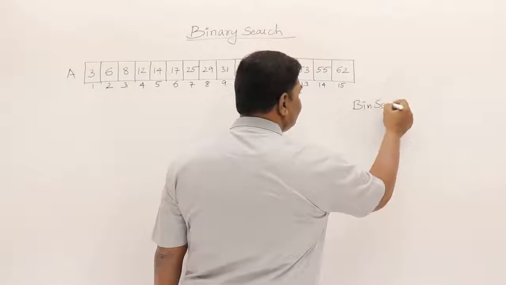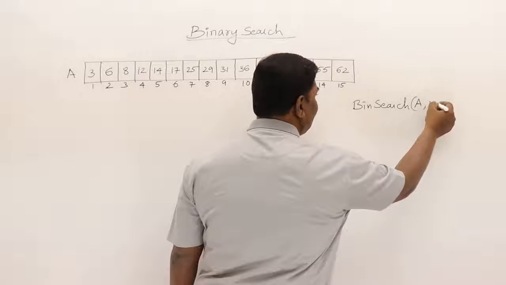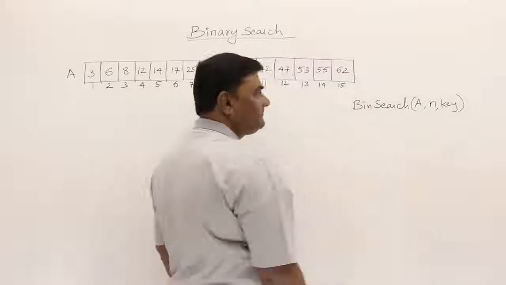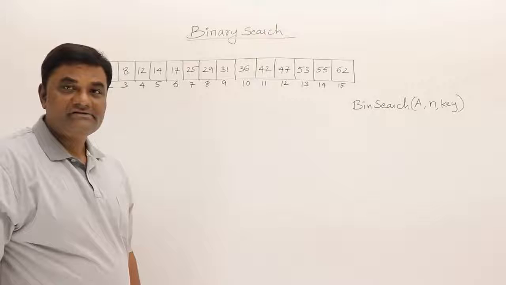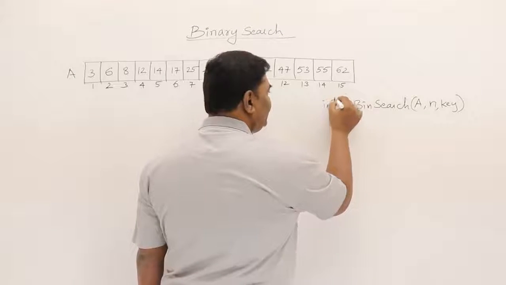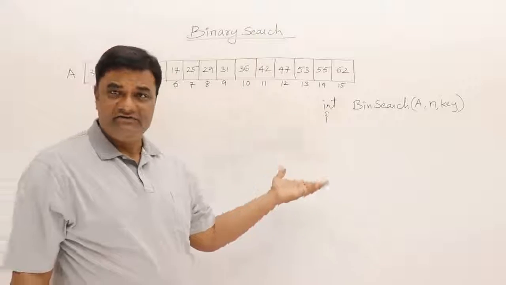Binary search takes an array of elements, the size, that is the number of elements, and the key to be searched. These are the three parameters. And it returns the index of the element found. So instead of an algorithm, I am writing it like a function.